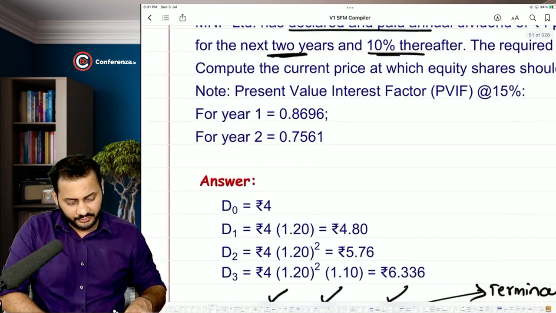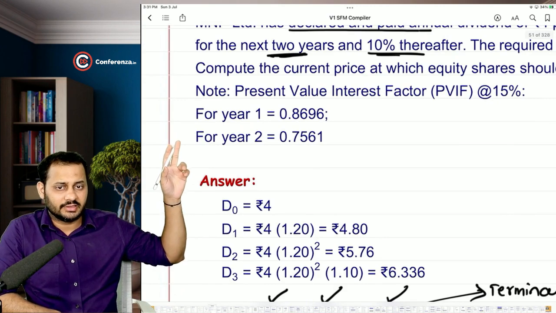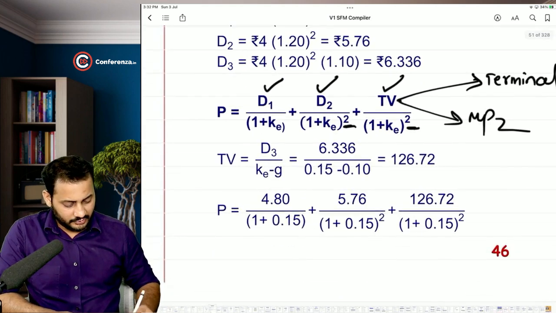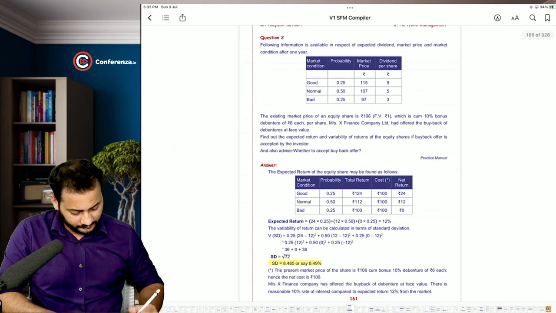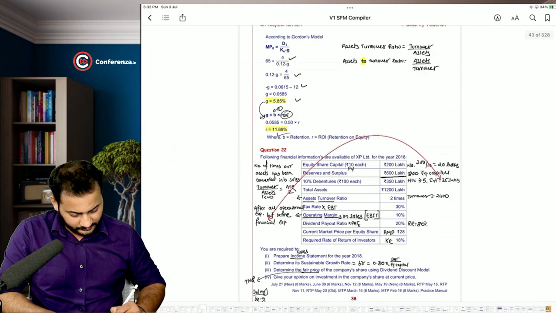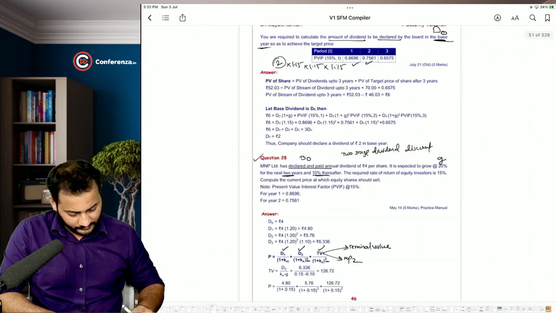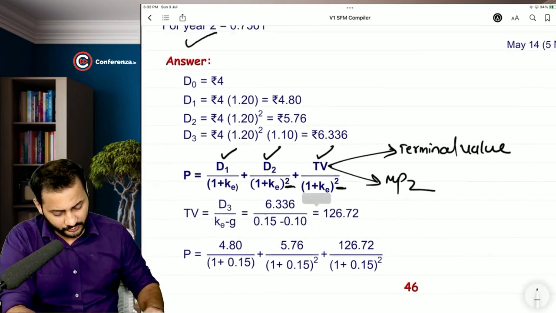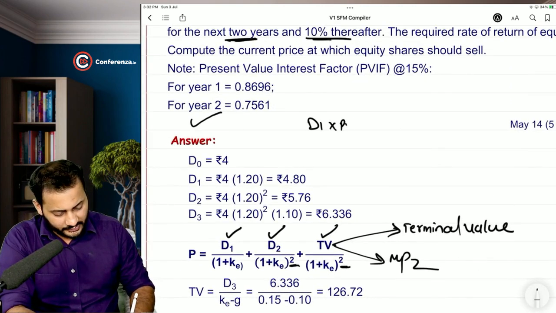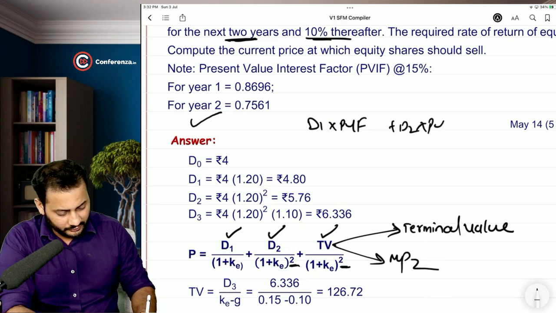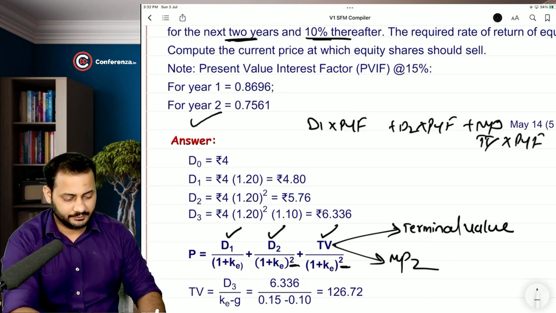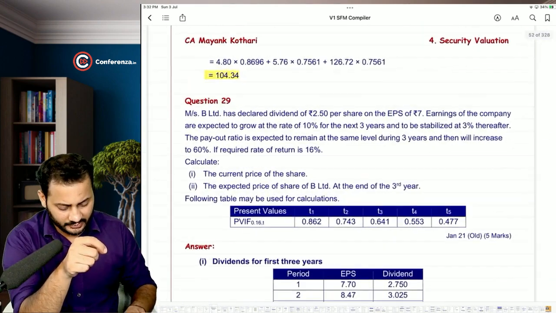And please remember, you should be using these factors only, 0.8696 and 0.7561, nothing else. So putting it in the denominator, I think, will go wrong. Just a second. Yeah. If they have already given you the present value factor, then I think the formula should be like this: D1 into present value factor plus D2 into present value factor plus MP3, or we can say T, terminal value, into present value factor. It should be like this. The answer will be the same, a minute difference will be there, and that is going to make the difference.